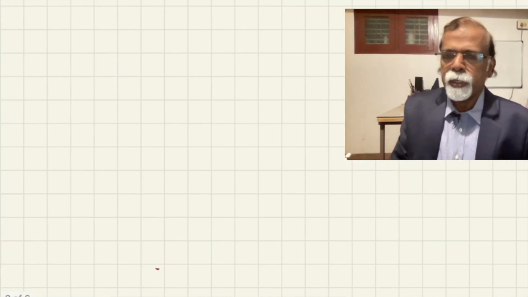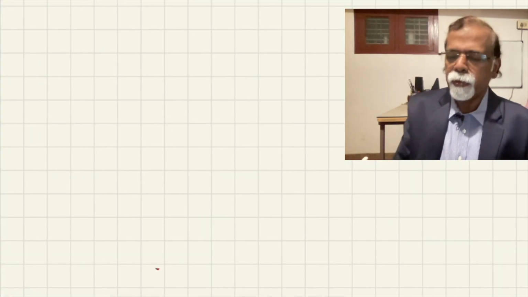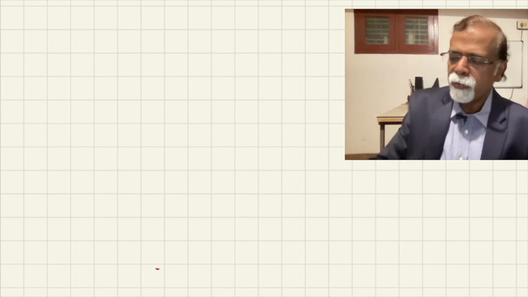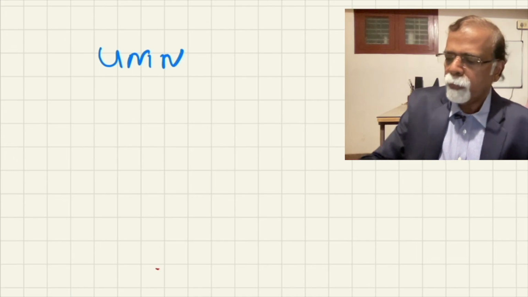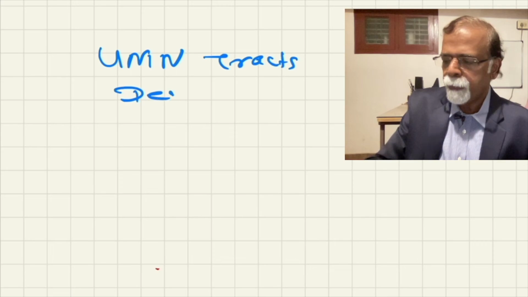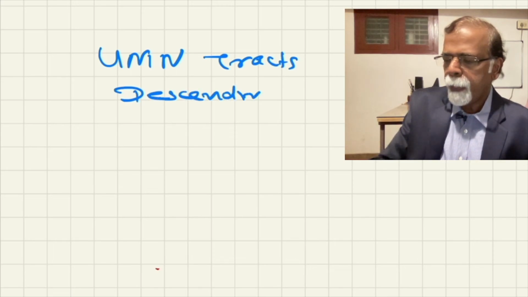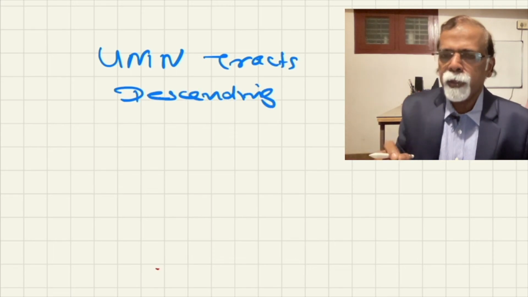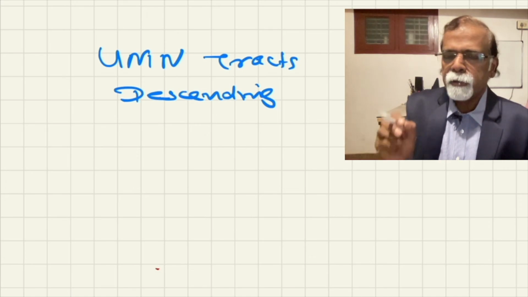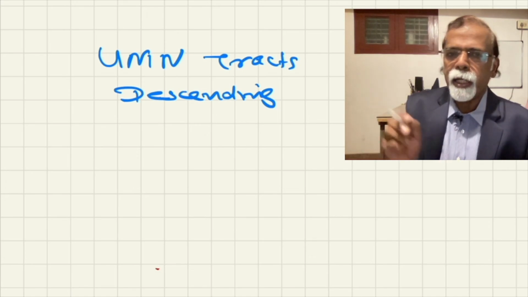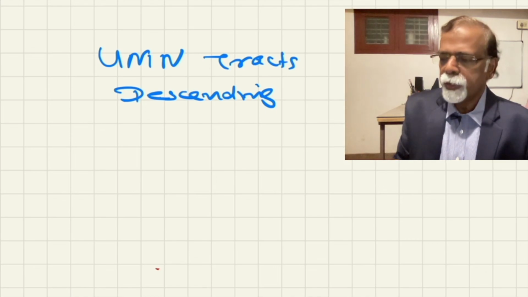Hope you have understood the major differences between LMN and UMN. In the next session, I will cover the upper motor neuron tracts, otherwise called the descending tracts. And we will discuss the physiological mechanism underlying these abnormal findings of UMN lesions.